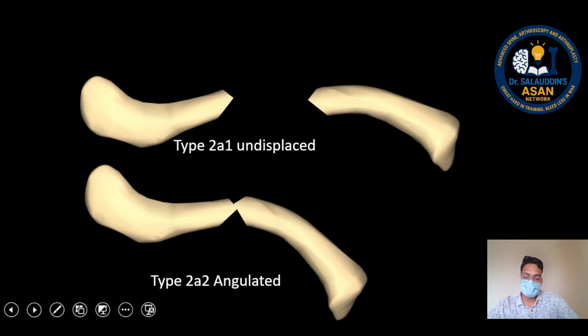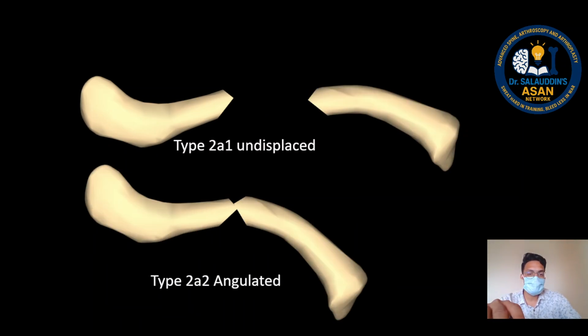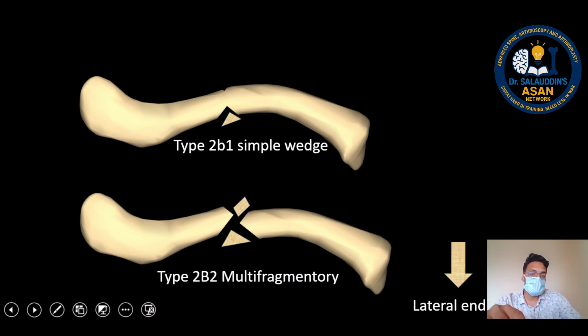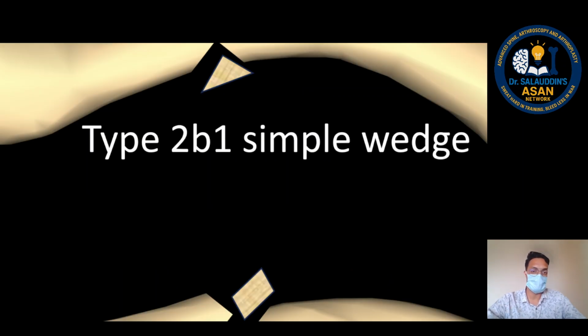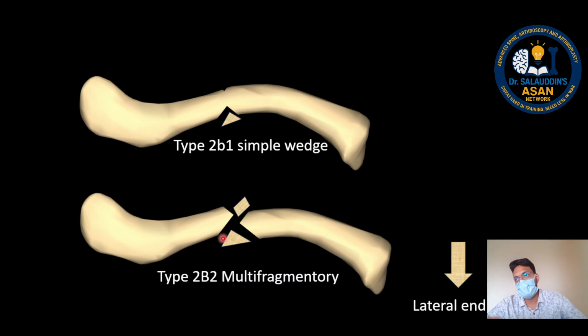The fracture is either undisplaced. Sorry, the image here is wrong. So this is an undisplaced fracture. Type 2A2 is an angulated fracture. Type B1 is a simple wedge fracture where there is only a small wedge, that is type 2B1. And if it is a multifragmentary fracture, that is type 2B2. A is nothing but undisplaced and non-angulated fractures.